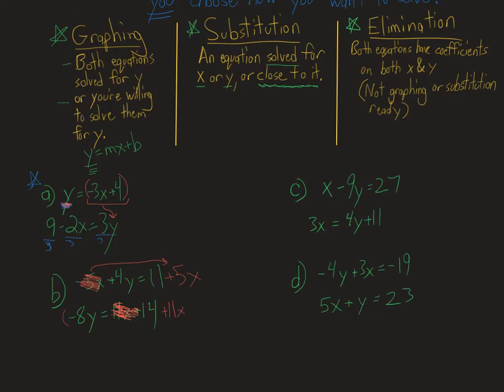So now I would just use elimination and multiply. I can make an easy opposite pair with the y's by just multiplying the whole top by 2. And I'll have an 8y on the top and a negative 8y on the bottom. That would probably be the route I would go. It's an easy elimination problem.